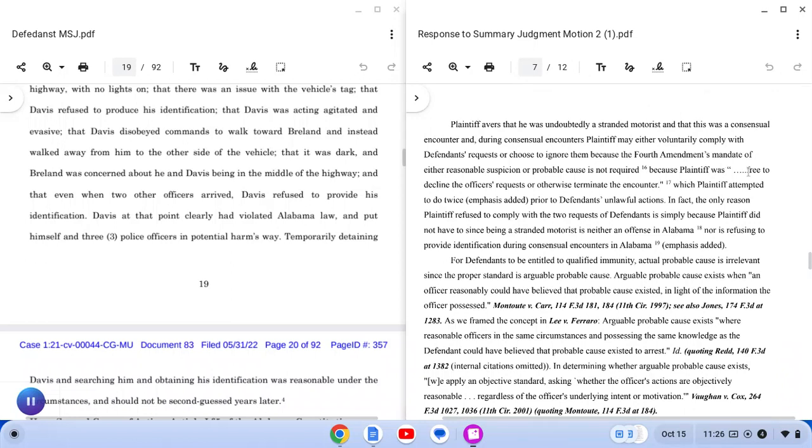Because plaintiff was free to decline the officer's request or otherwise terminate the encounter, which plaintiff attempted to do twice. I tried to do that twice, but they just so hard. It just drives them crazy, y'all. You got to give it to me. You got to give me your ID. I know what I'm talking about. I'm the police. You got to listen to me. Man, shut the fuck up. You don't know what the fuck you're talking about.